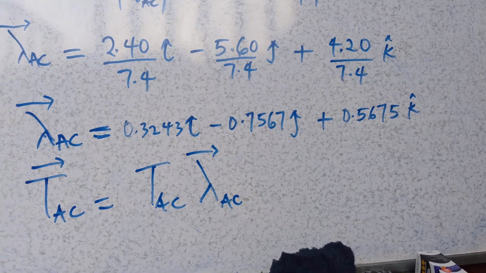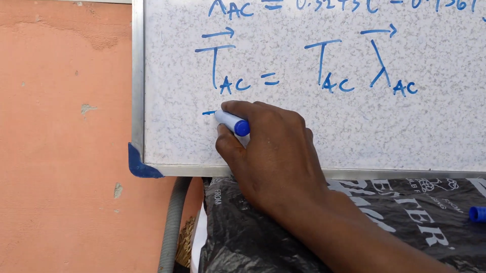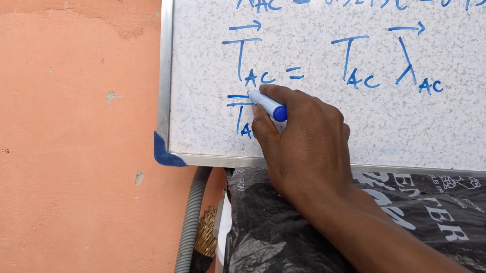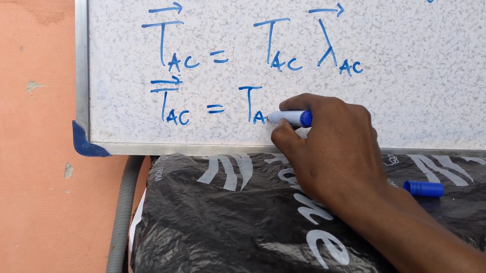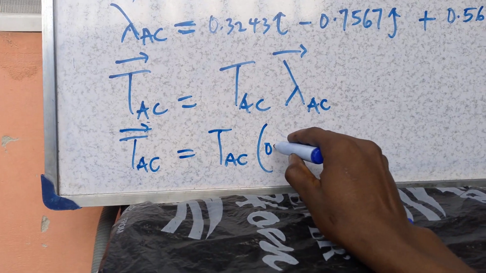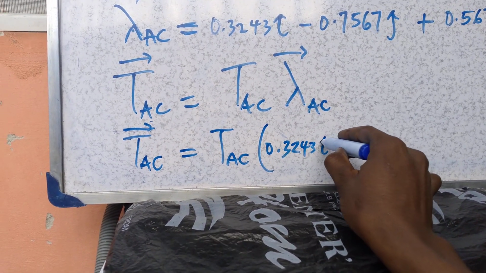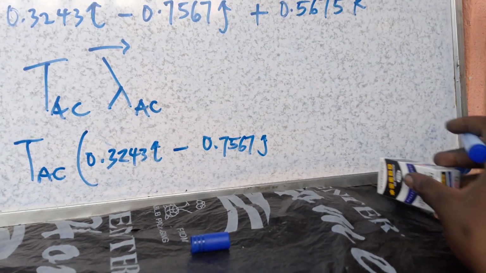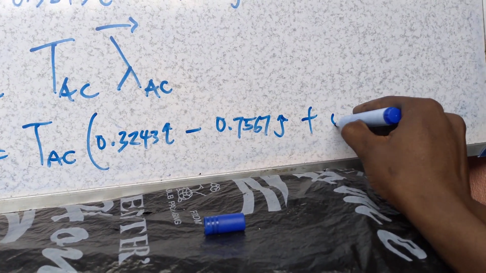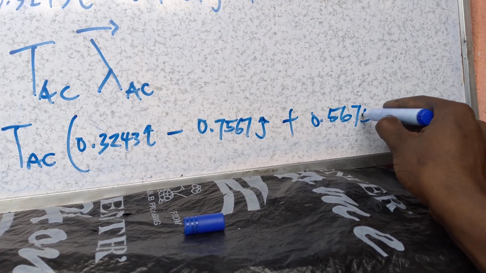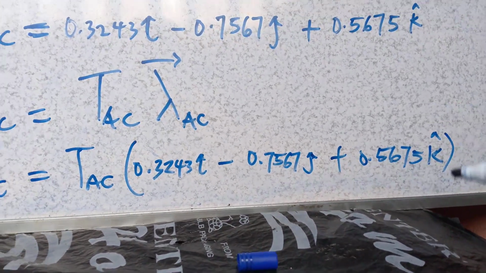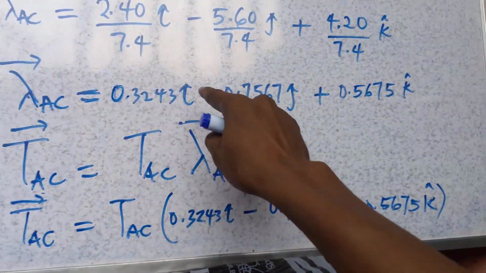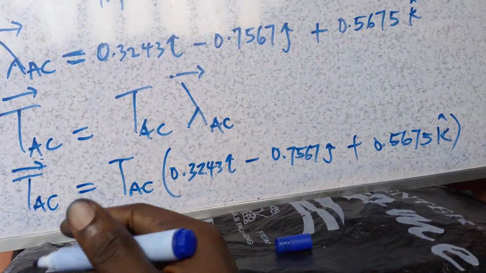Now the vector TAC equals the original tension force TAC times 0.3243 I minus 0.7567 J plus 0.5675 K. Okay, so I just had to substitute the values of lambda AC. I just put them inside there. So this is what I have.